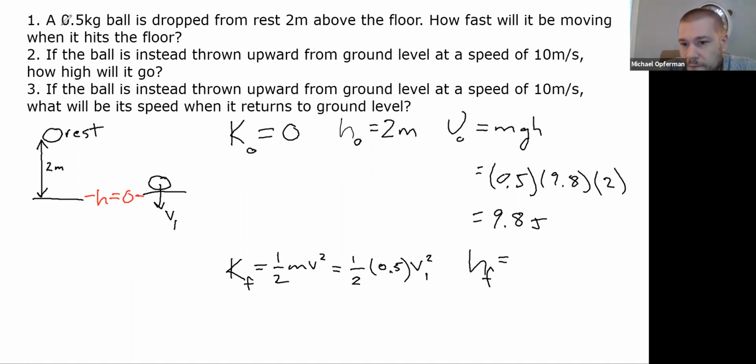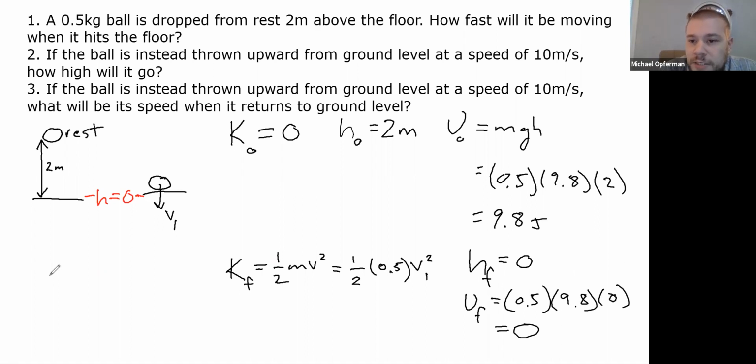So the final height is 0. And again, why is the final height 0? Because I decided that ground level was h equals 0. The ball is now at ground level, so therefore h equals 0. That means the final potential energy is going to be 0.5 times 9.8 times 0. So the final potential energy is 0.